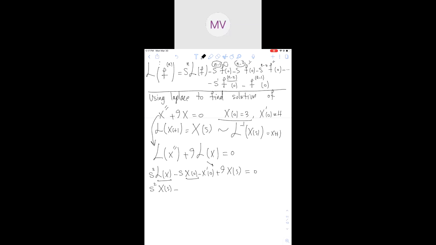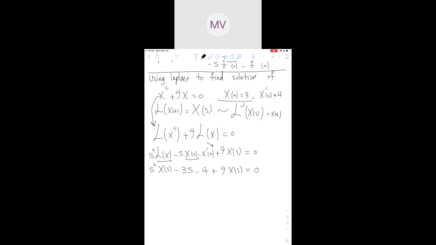It's given right there, right? So that's 3s minus 4 plus 9 times x of s equals 0. Now, this is not a differential equation anymore. Do you see any derivative sign in there? The answer is no. That's the nice thing about transforming the differential equation into an equation of Laplace transforms.